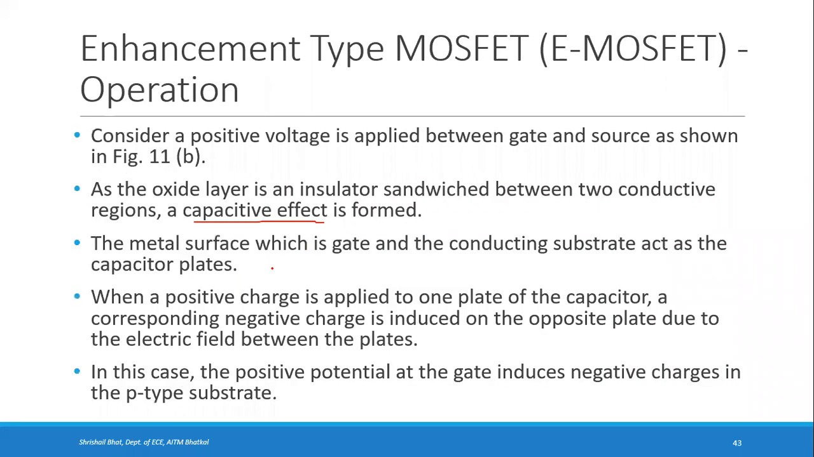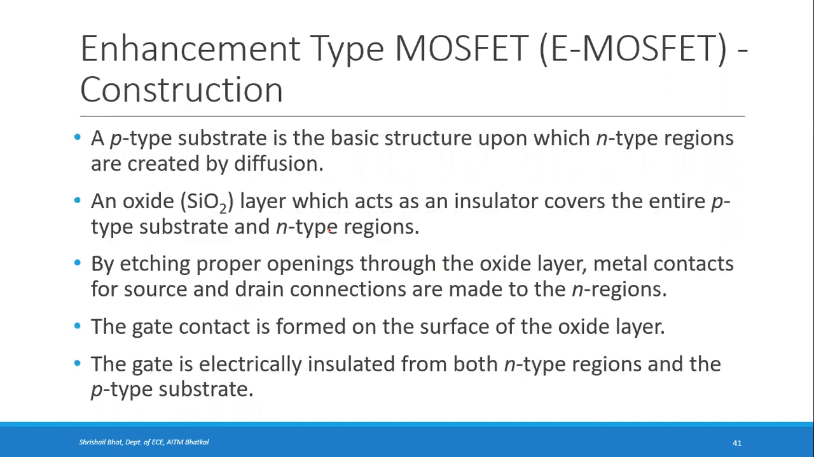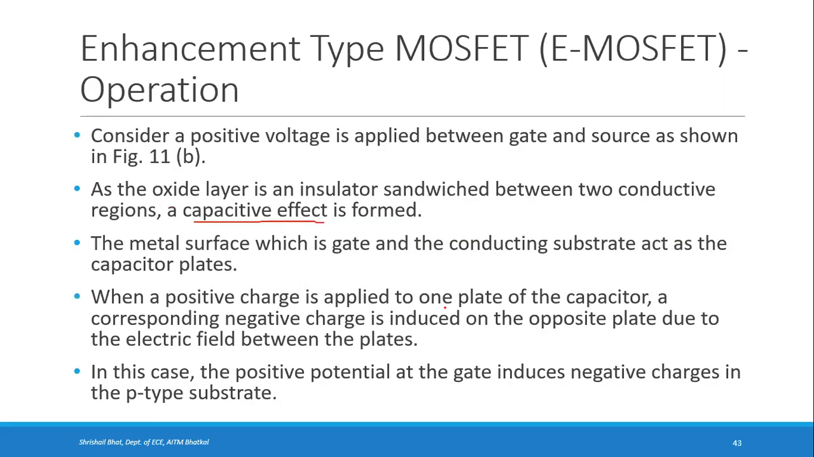Yeah, the metal surface, which is the gate, and the conducting substrate act as the capacitor plates, that is, on either side of this insulating material. When a positive charge is applied to one plate of the capacitor, a corresponding negative charge is induced on the opposite plate due to the electric field between the plates, right? So in this case, positive potential at the gate induces negative charges in the p-type substrate.